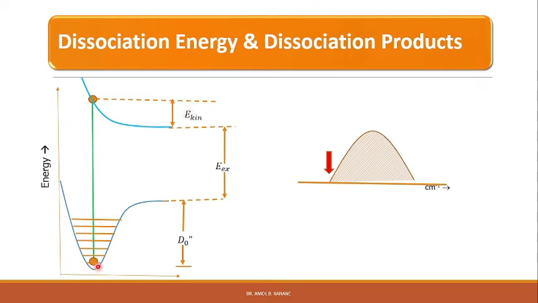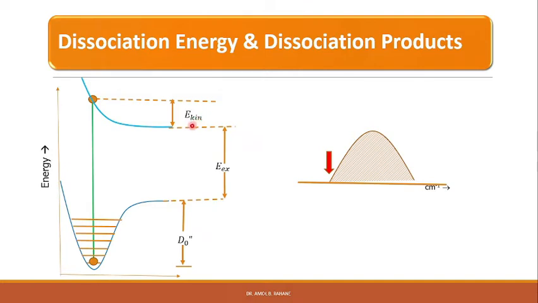So when the molecule gets enough energy, if that energy is equal to D0' plus E_XE, in that case the separated atoms will have zero kinetic energy. However, if the absorbed energy is higher than this value, then the excess energy is equal to E_kinetic. That will be the kinetic energy of the dissociation products, that means the separate atoms.